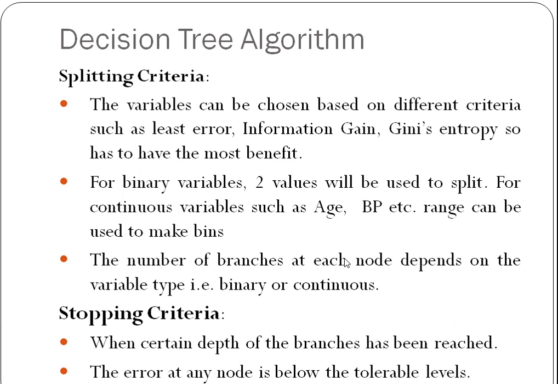If it is a continuous variable, for example age, like you have 5 ranges, then it will split into 5. And what is the stopping criteria? Stopping criteria, when a certain depth of the branches has been reached. So we will aim for a certain depth. Like let's say a branch can go up to 7 or 8 layers, and you want to stop. And the other technique is error at any node is below the tolerable levels. So you calculate the error at each node, and you want to have an error less than the tolerable levels.